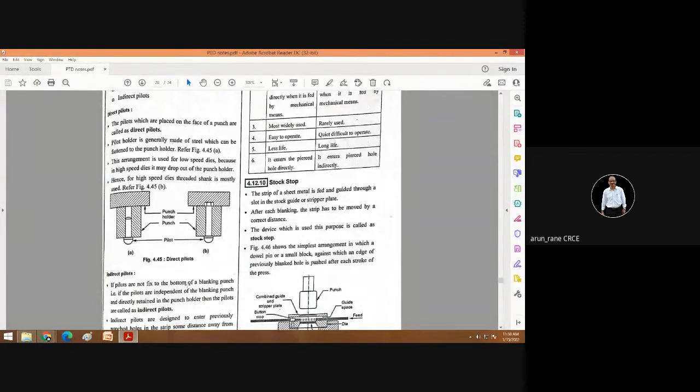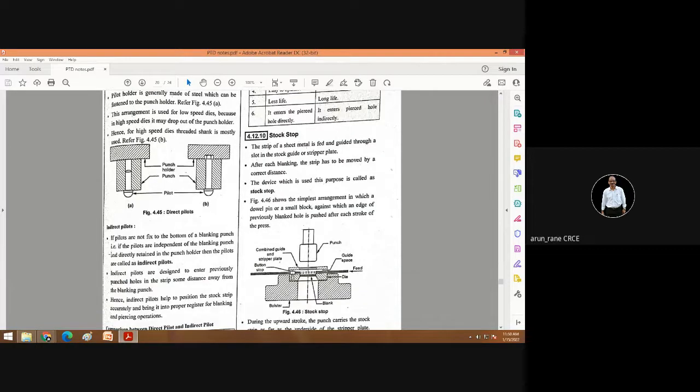These are the different pilots. One is your direct pilot and another is your indirect pilot. So this was the direct pilot, which is held with the help of a screw.